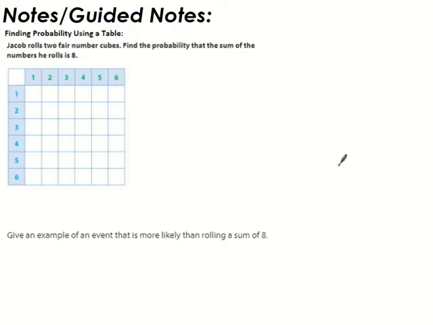So we're going to find the probability that Jacob is going to roll 2 fair dice, number cubes, fair meaning that they're balanced and they have the same number of numbers, to find the probability that the sum of the numbers he rolls is 8. So remember, sum is adding. So what I did is we made a table that looks similar to a multiplication chart, but we're going to add these together instead of multiply them.